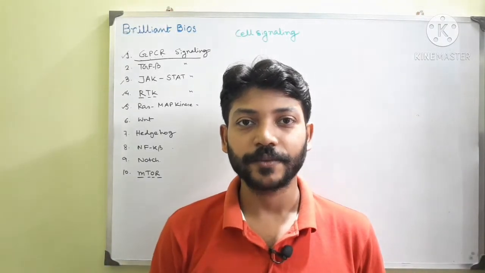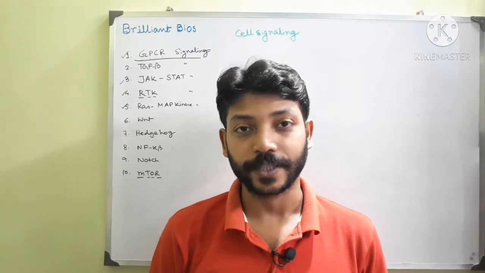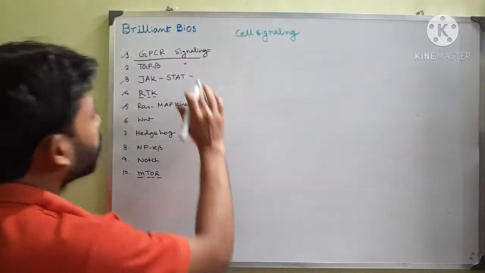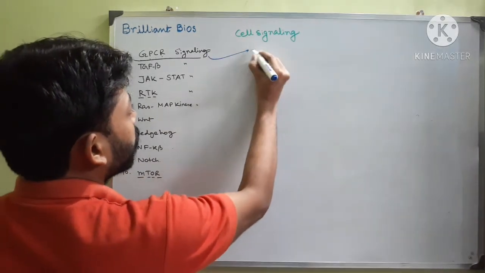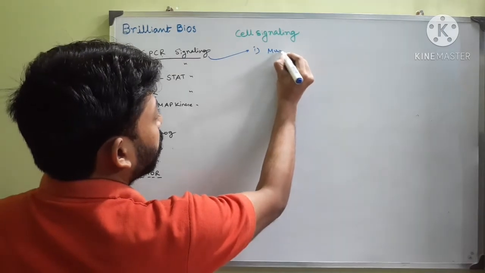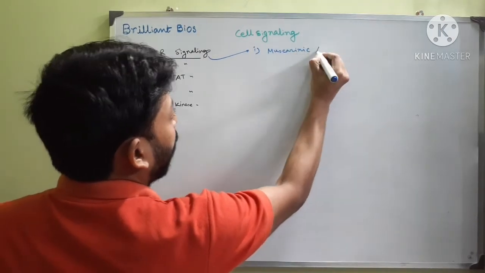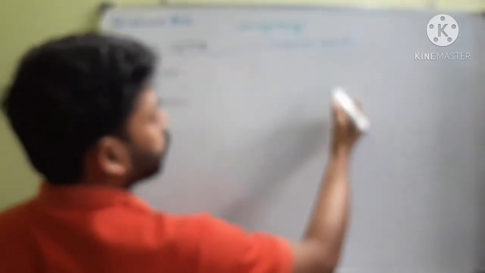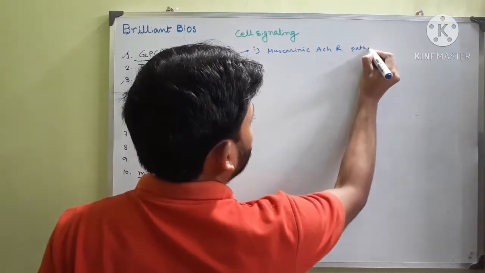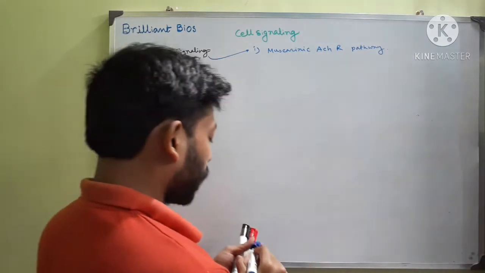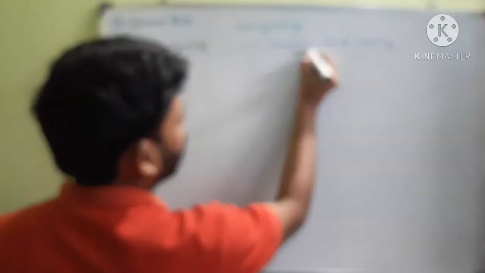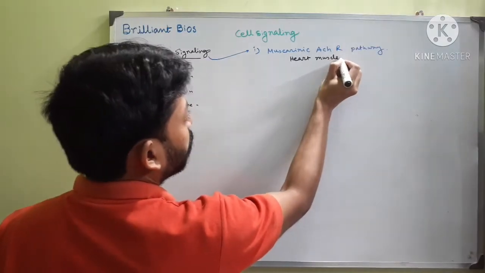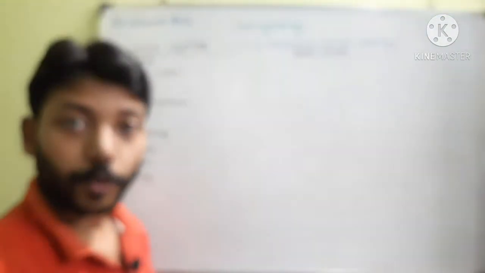Welcome dear students. In this video, we are going to learn about G protein coupled receptor signaling. This G protein coupled receptor signaling pathway can be divided into 5 categories. First is the muscarinic acetylcholine receptor pathway. This receptor is present in a muscle called heart muscle. I will discuss all these different categories of G protein coupled receptor in more detail.